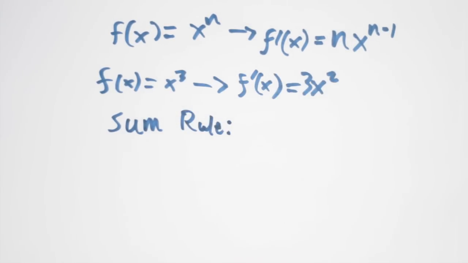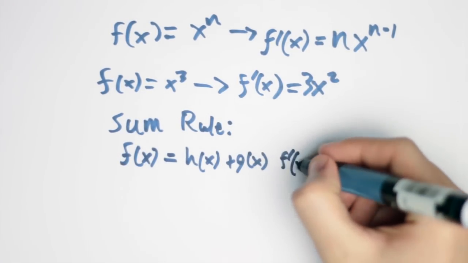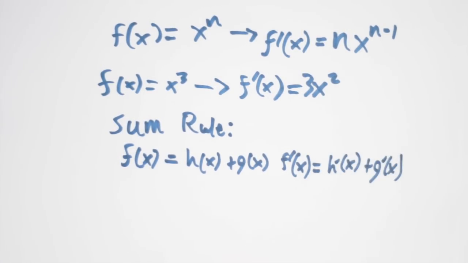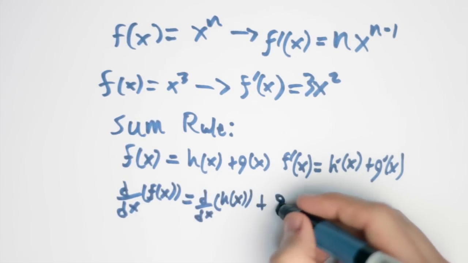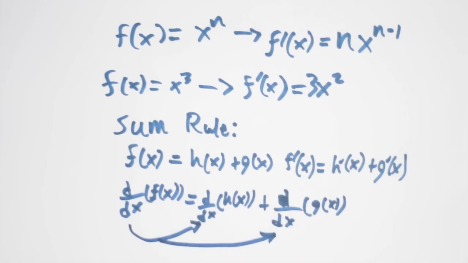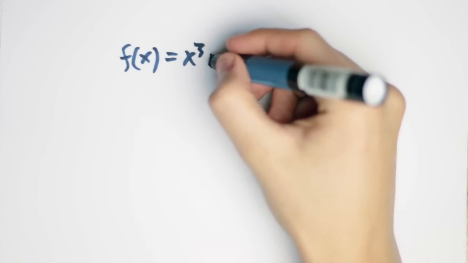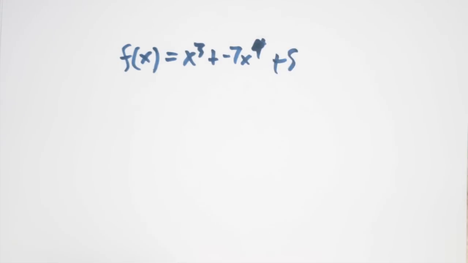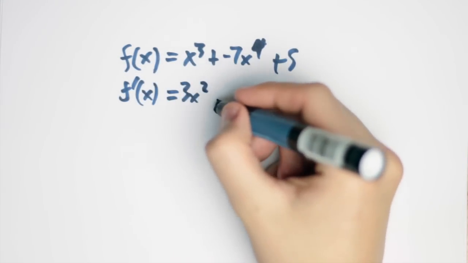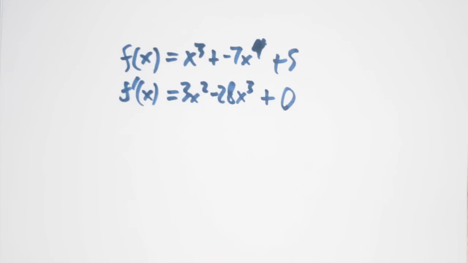First, the sum rule. If we have f of x equals h of x plus g of x, then f prime of x equals h prime of x plus g prime of x. You could think of distributing the derivative operator, d over dx, over the functions. So if we have f of x equals x to the third minus 7x to the fourth plus 5, then it would be f prime of x equals 3x squared minus 28x to the third plus 0. We just used the power rule to differentiate the first two functions.